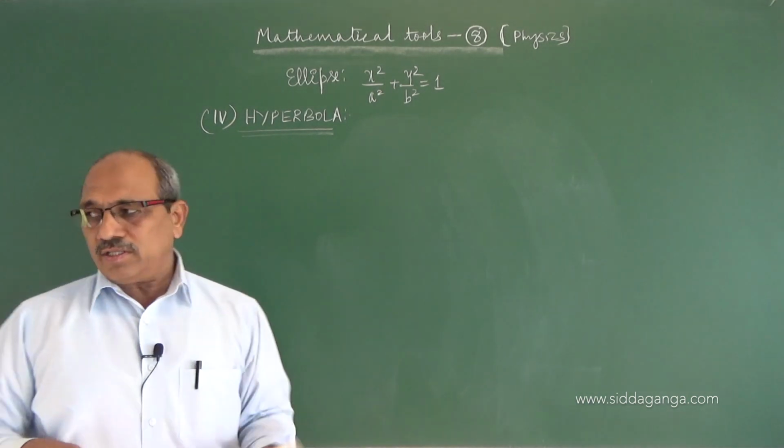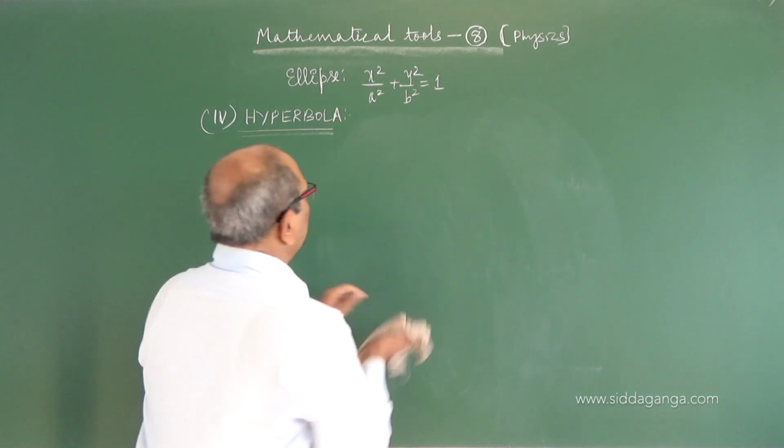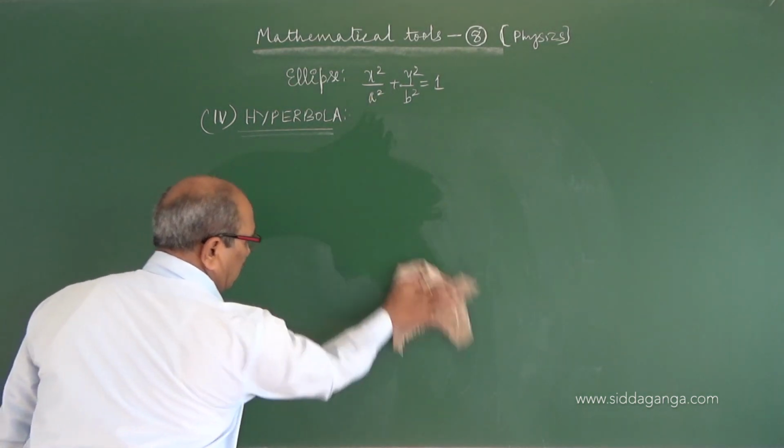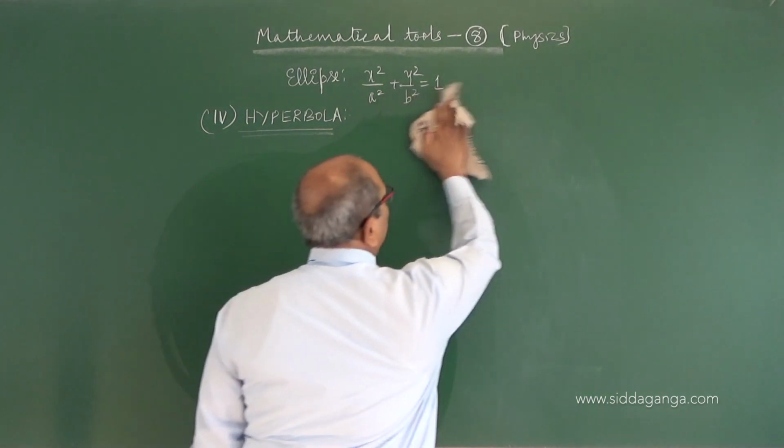Even in the case of a circle, there are two equations you have to remember regarding area: the area of the circle is pi r square, where r is the radius of the circle.